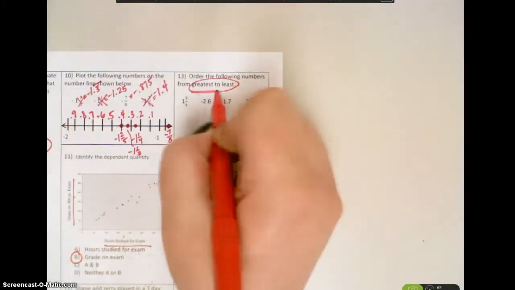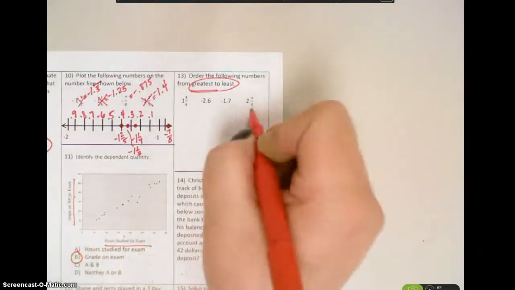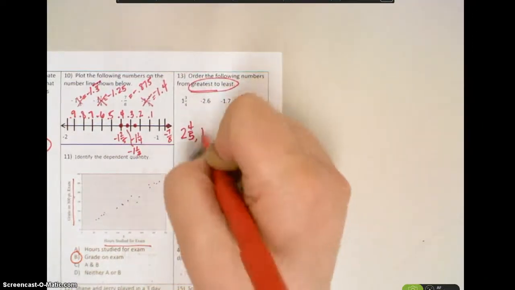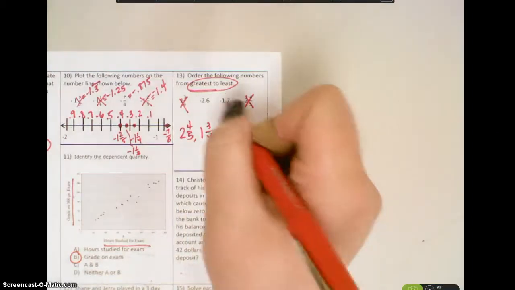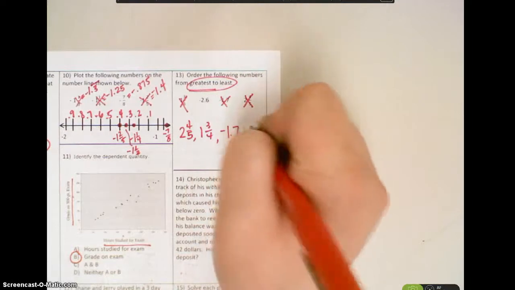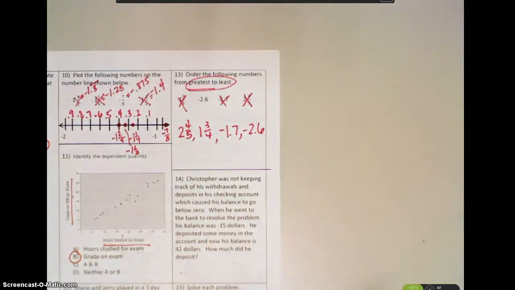Number 13, order the following numbers from greatest to least. Greatest to least. So my biggest number will be 2 4/5, followed by 1 3/4. Then I'm going to go into my negatives, and the greater the negative number is actually the smaller of the negative numbers. So negative 1.7, followed by negative 2.6.